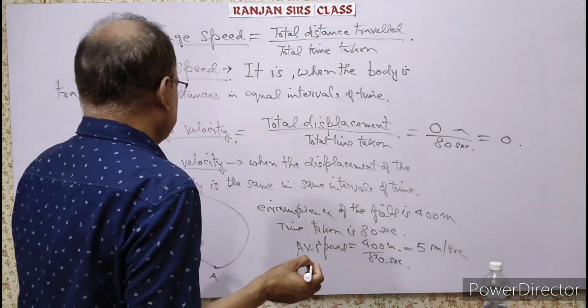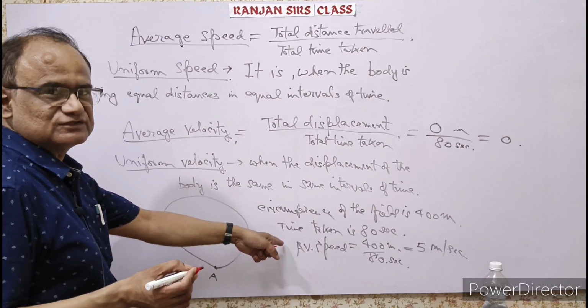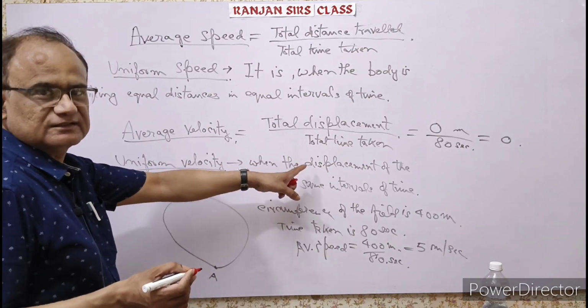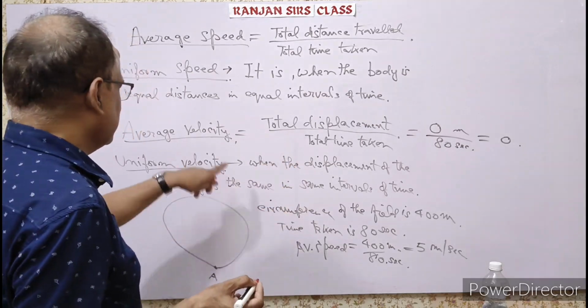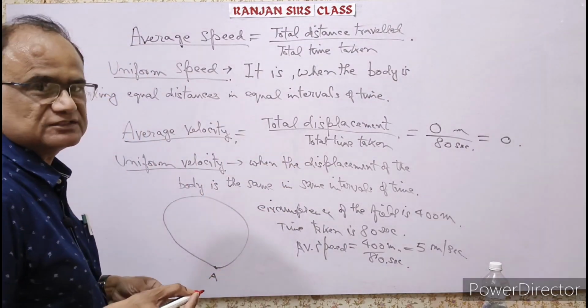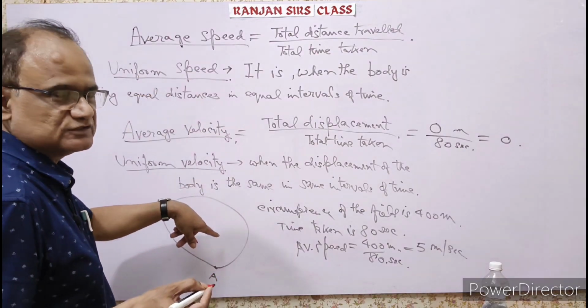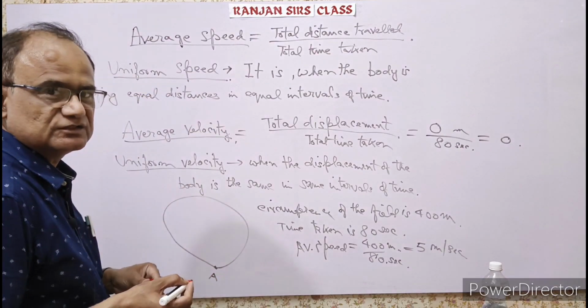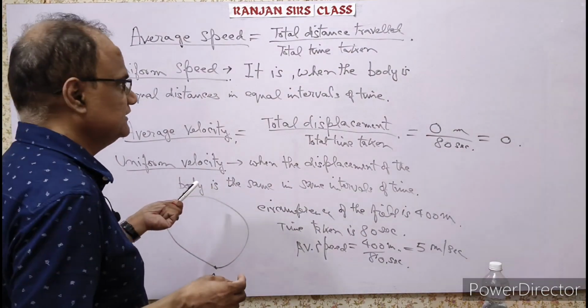Hence, average velocity can be 0 when average speed is not equal to 0. That is a big difference we are noting here. Remember the concept: average velocity of a body can be 0, although the velocity during that time was not 0 and neither was the speed 0. This is one important thing you have to remember.